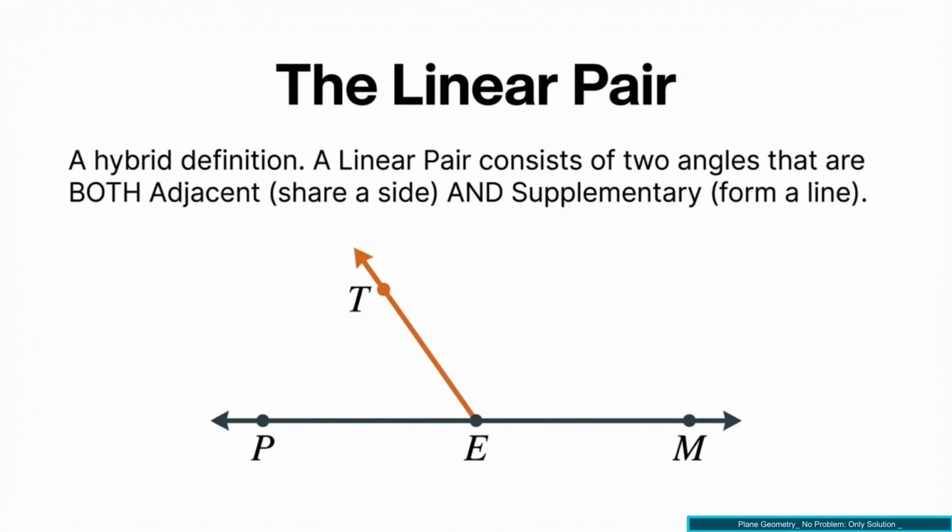A linear pair is a hybrid definition. It consists of two angles that are both adjacent, sharing a side, and supplementary, meaning they form a straight line.